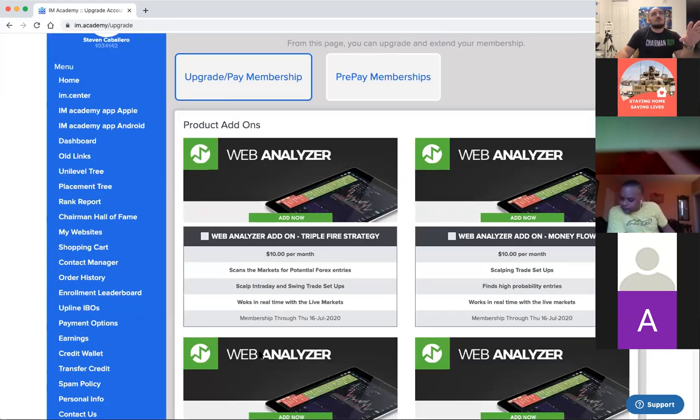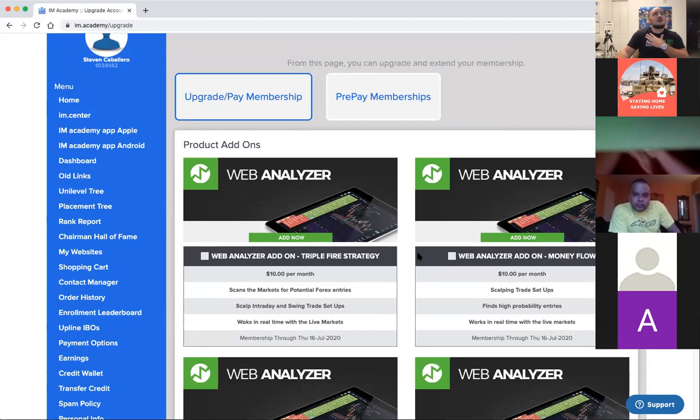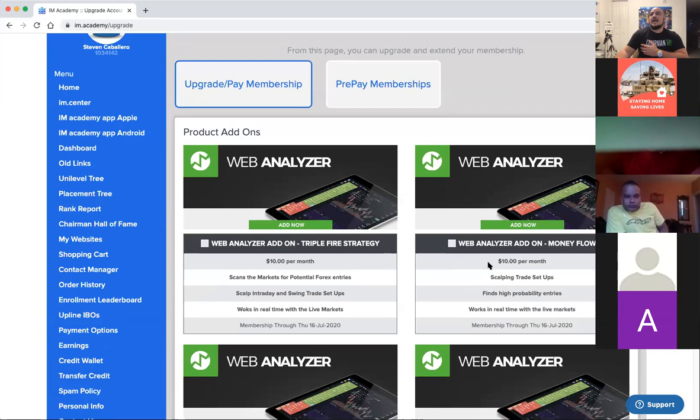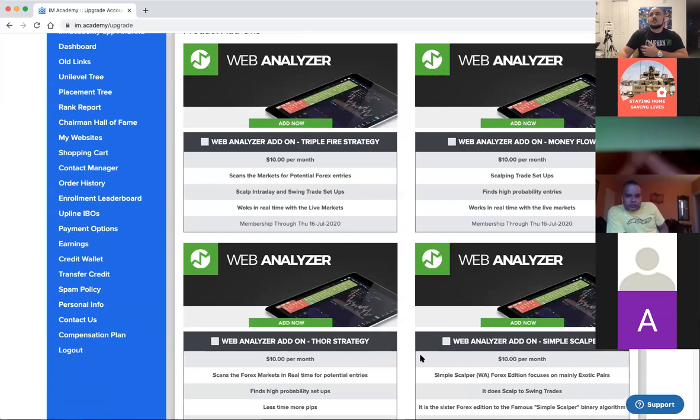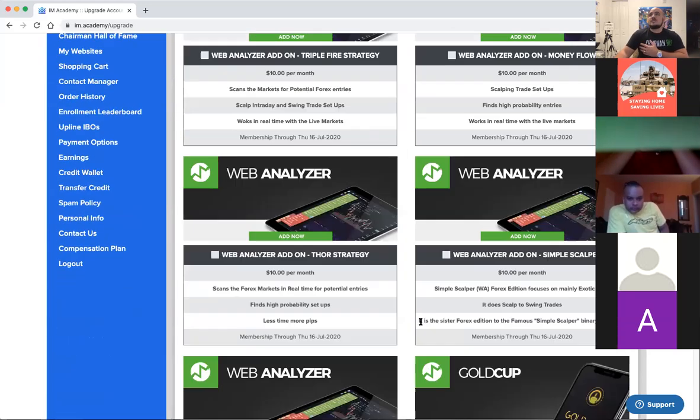Now, if you want London payout, which we had a training on the other day, you've got to actually get the web analyzer first. I already have it, so it's not even here, because I have the elite package for 90 bucks more. But if you want to add stuff, you add the web analyzer first, and then you can come in here and add these add-ons. These literally get you extra signals being sent to you.